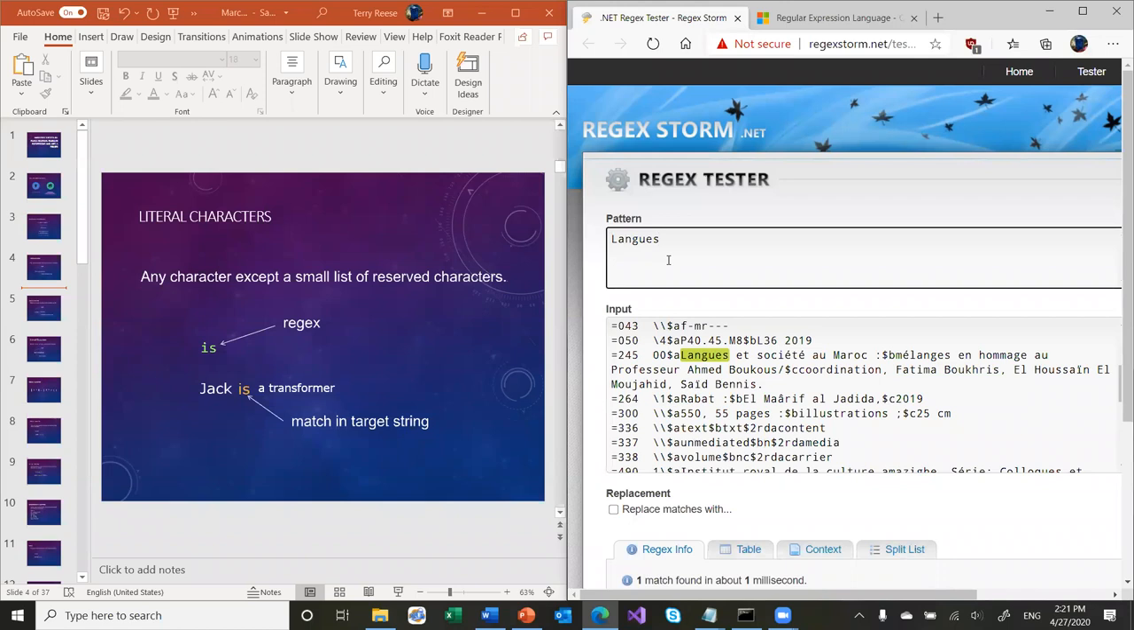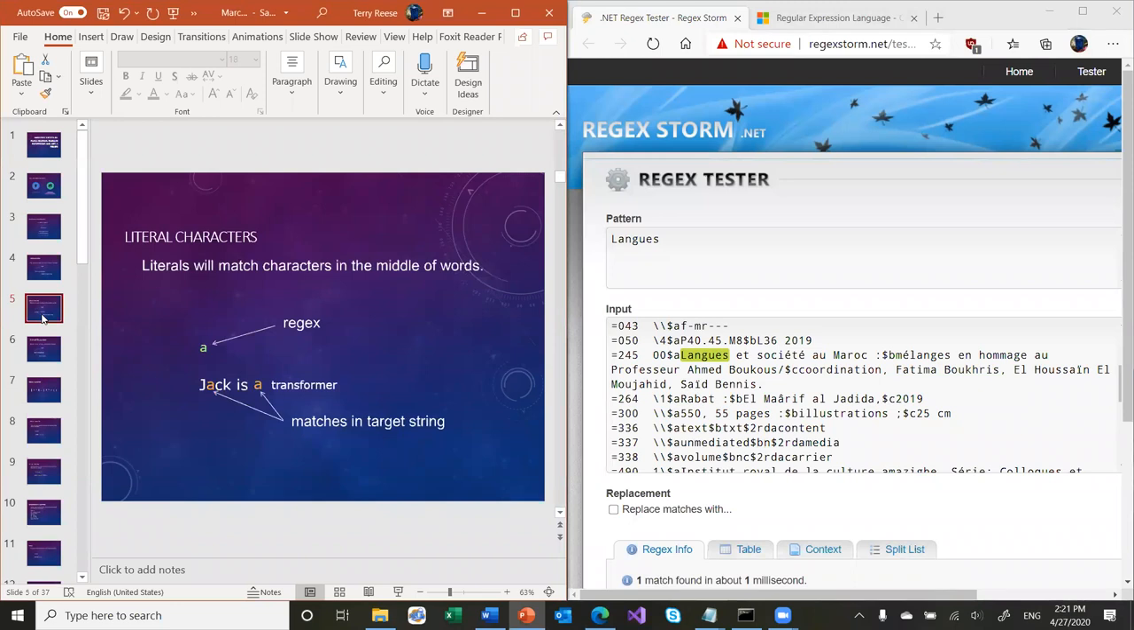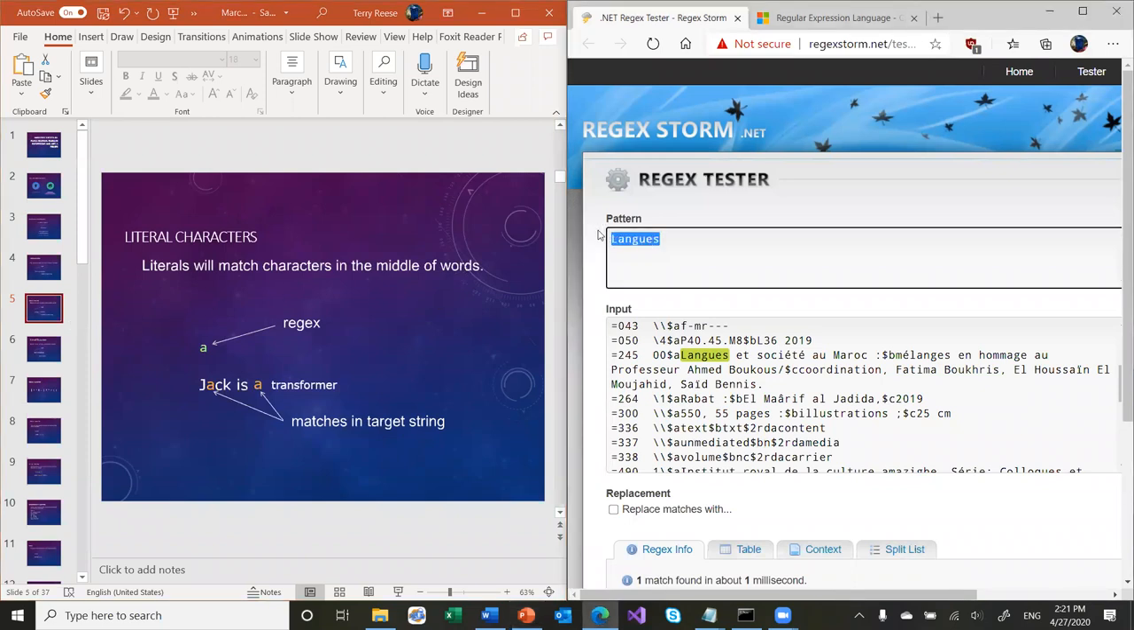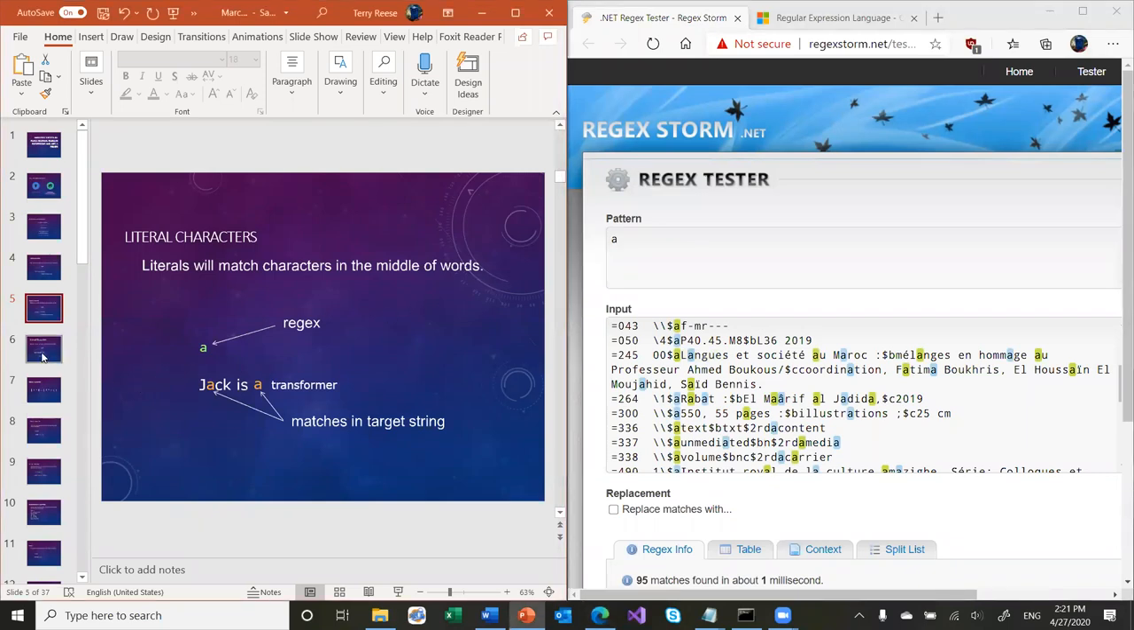Literal characters. Literals are going to match either whole words or middle words. They will match across words. So type in A, and it finds all the A's that are in there. That's what's different to some degree with regular expressions.